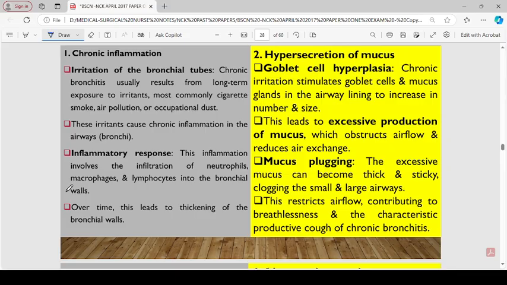Over time, this leads to a thickening of the bronchial walls. Then that leads to hypersecretion of mucus. Chronic irritation stimulates the goblet cells and the mucus glands in the airway lining to increase in number and size. This leads to excessive production of mucus, which obstructs airflow and reduces air exchange. The excessive mucus can become thick and sticky, clogging the small and large airways. This restricts airflow, contributing to breathlessness and the characteristic productive cough of chronic bronchitis.